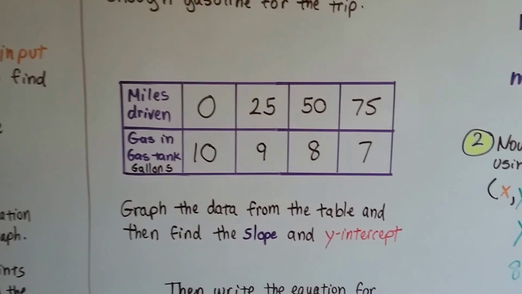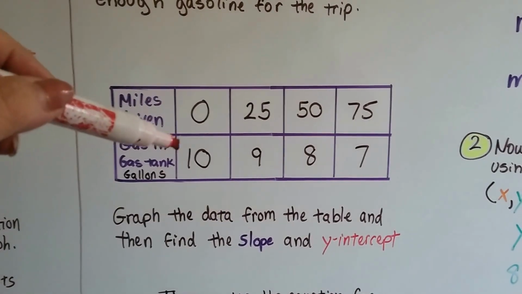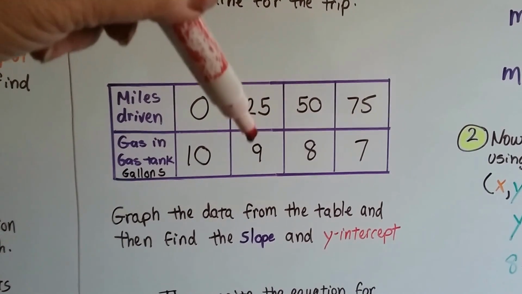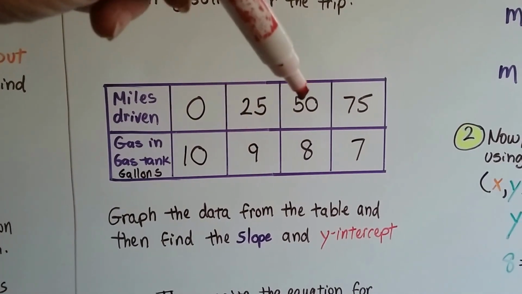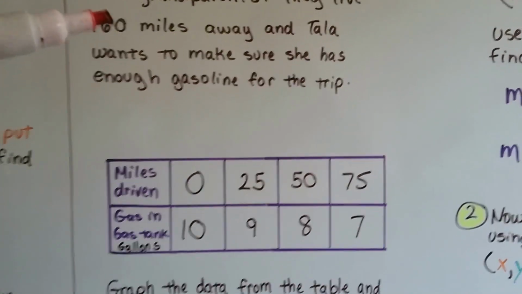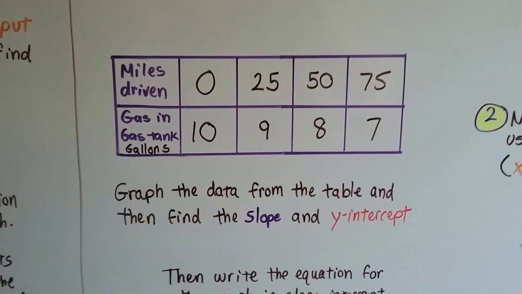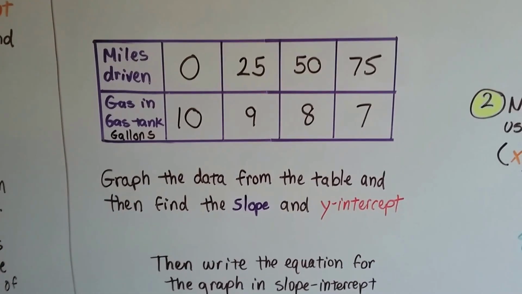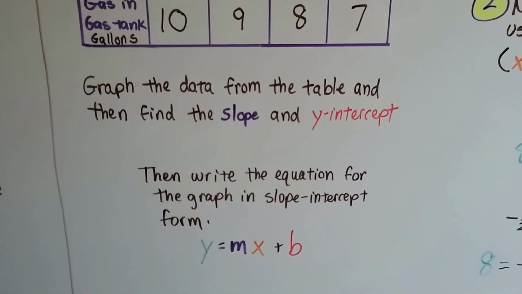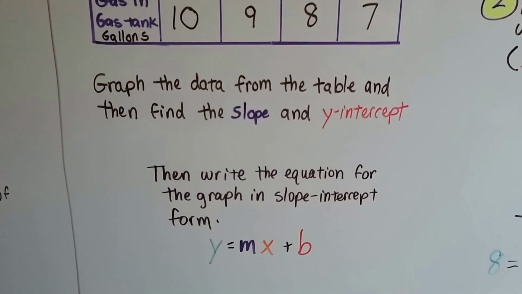As you can see, she's got 10 gallons of gas in her car right now. When she drives 25 miles, she's only going to have 9 gallons. After 50 miles, she's only going to have 8 gallons. Well, she has a 160-mile trip to go on. So we can graph the data from the table and then find the slope and y-intercept. Then we'll write the equation for the graph in slope-intercept form, y equals mx plus b.